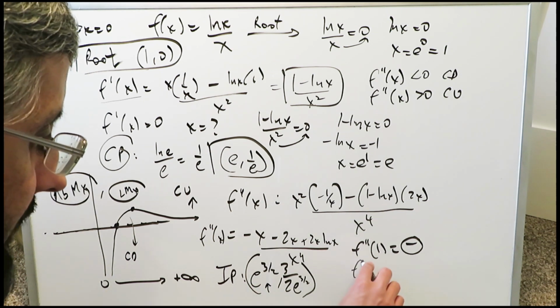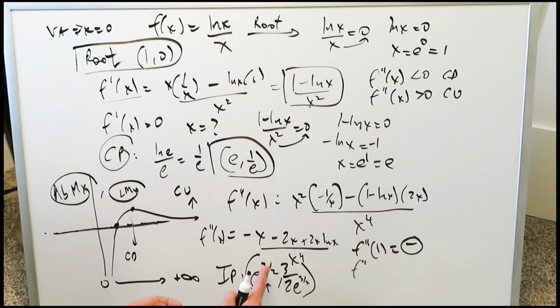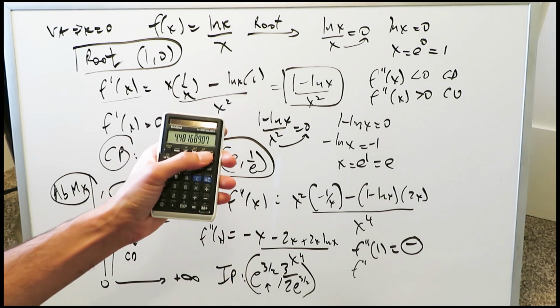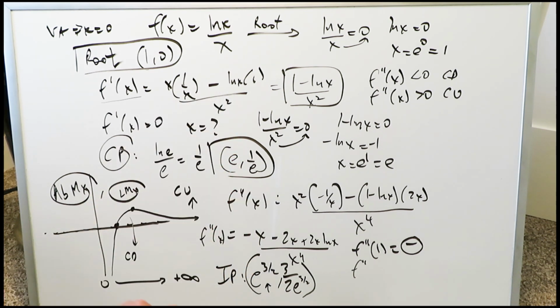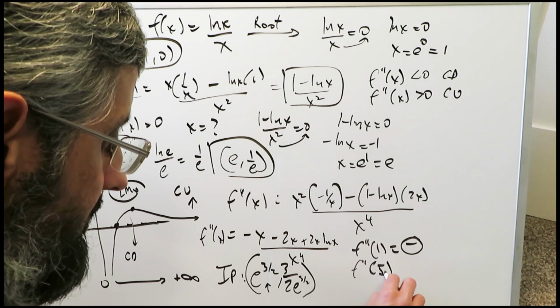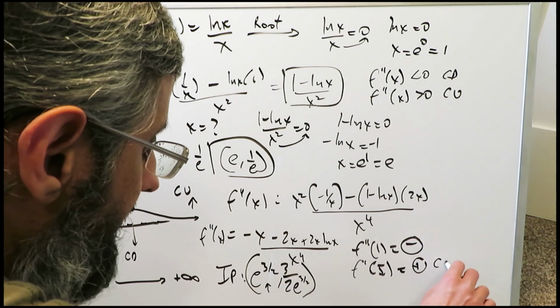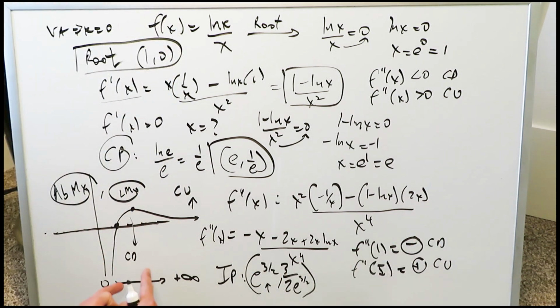If you take a value after that, what's e to the 3 over 2? It's e to the 1.5, which is about 4.48. Pick 5. If you put 5 into your second order derivative, you'll have a positive value, and that tells you you have a concavity up. And that's exactly what we have. A concavity down, then a concavity up. My inflection point is this.